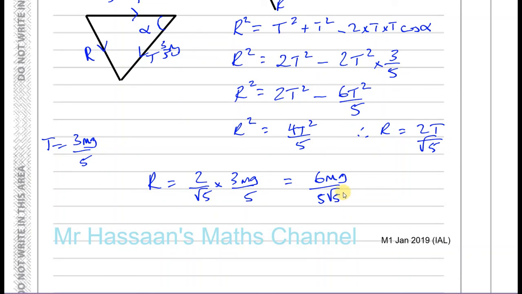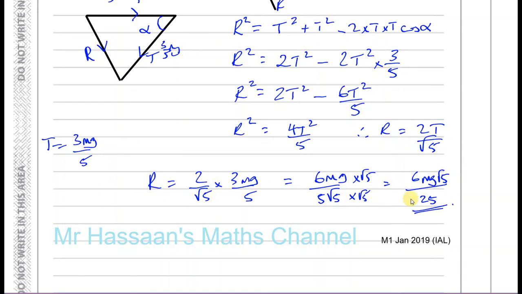But we shouldn't leave it as root 5 here because it's not rational, so it's best to rationalize the denominator. We'll end up with 6 mg times root 5, and it's better to put the root 5 at the end: 6 mg root 5 over, and you have 5 times 5, which is 25.